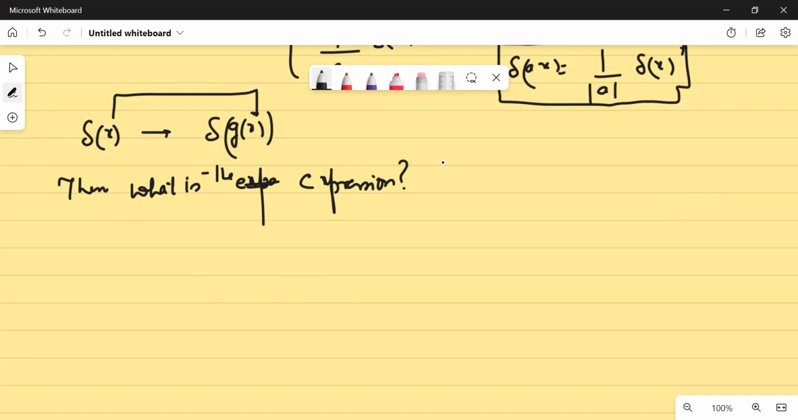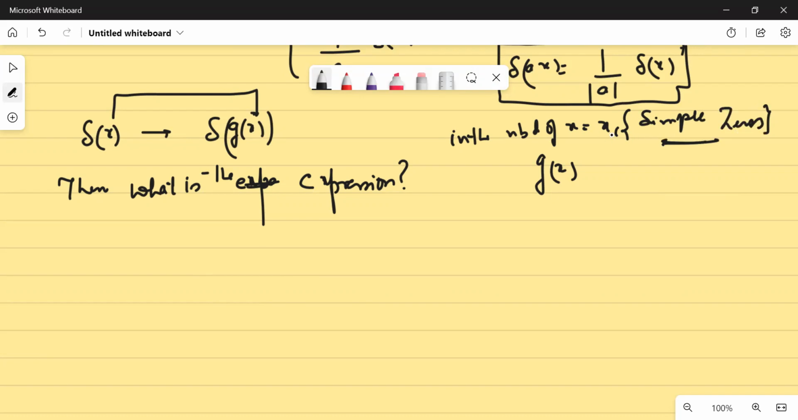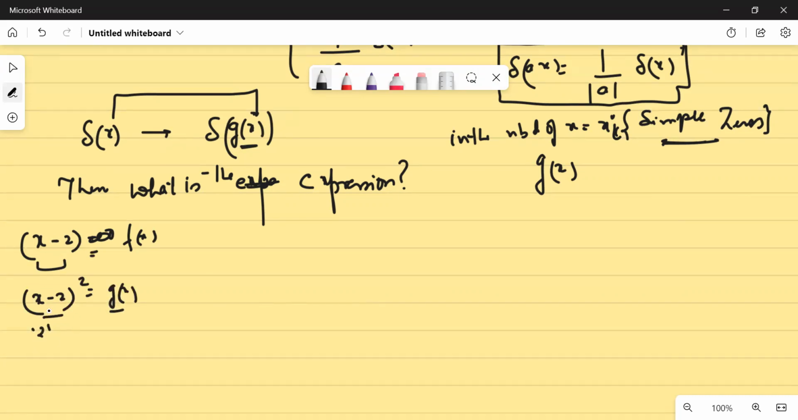So what you can do is simply expand your g of x in the neighborhood of x equal to xi, where the xi's are the simple zeros. First thing that you have to see is that this particular function should have only simple zeros, not repeated zeros. Like I've already taught you simple zeros, x minus 2, if this is your function, then x equal to 2 is a simple zero. If x minus 2 whole square is given as g of x, then g of x has a multiple zero. In fact, the root of multiplicity is 2.